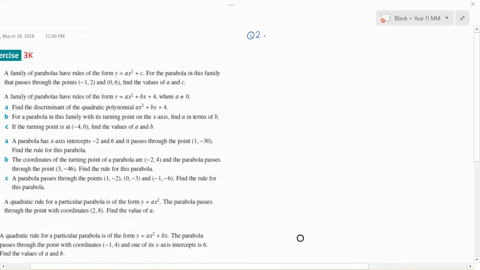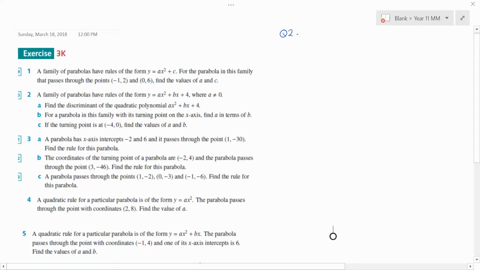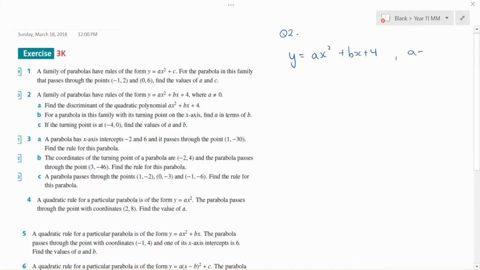It says, a family of parabolas have rules of the form y equals ax squared plus bx plus 4, given that a can't equal 0. Now that makes sense because if a was equal to 0, then you're not going to have a quadratic equation, because 0 times x squared cancels out the x squared. And without the x squared, you don't have a quadratic equation. So that makes sense.